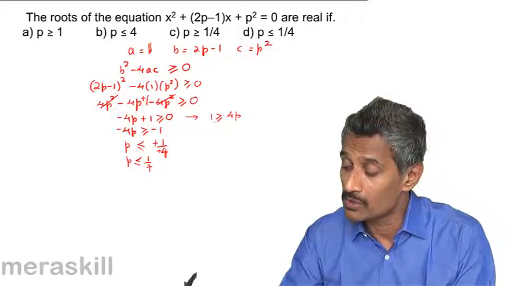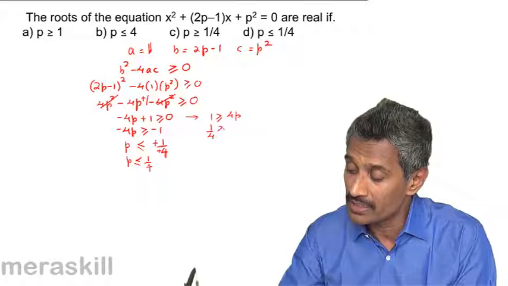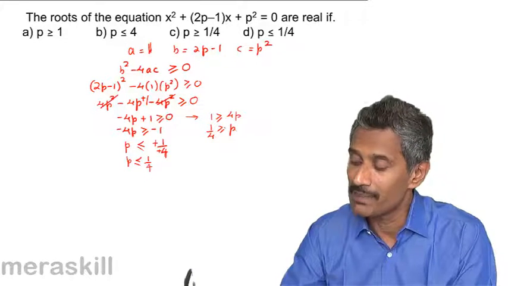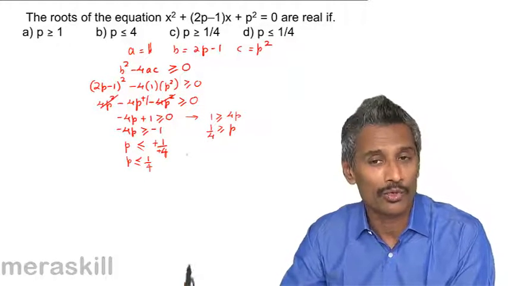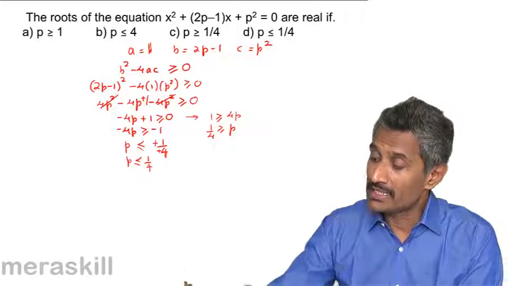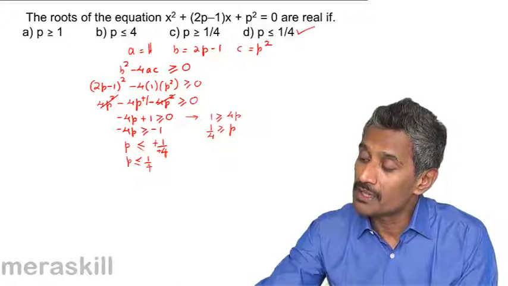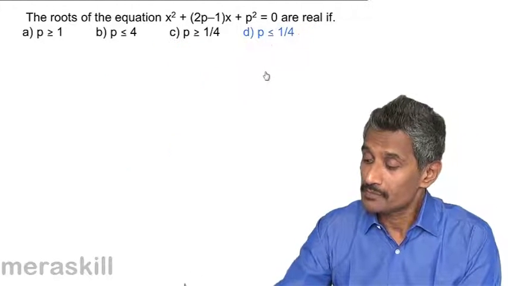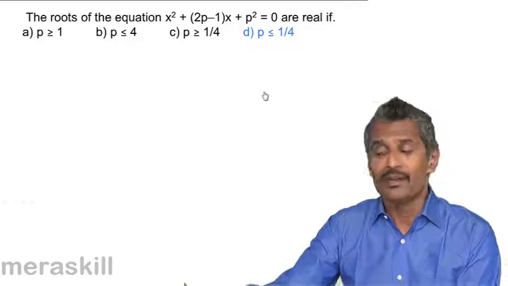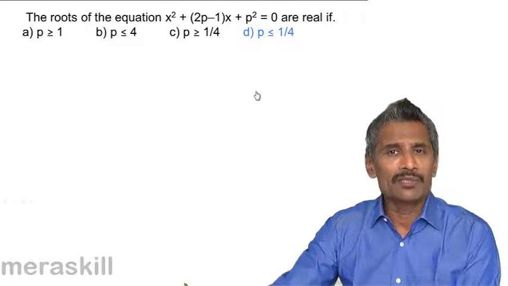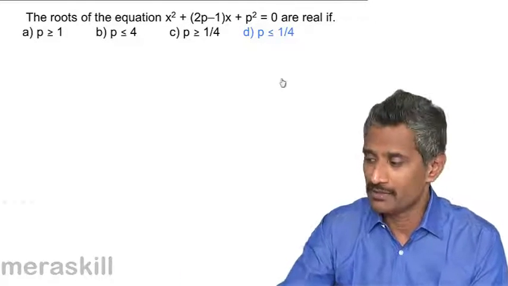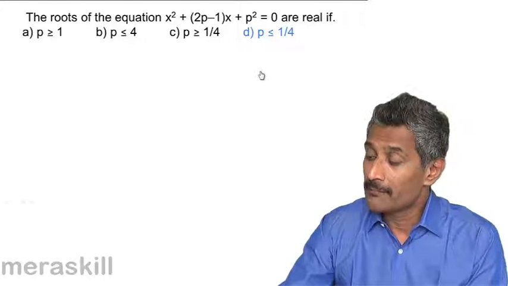Now you divide by a positive number, the inequation will not change. And even here you're getting 1 by 4 is greater than or equal to p, which is the same as p less than or equal to 1 by 4, either way. So among these, our option is going to be p less than or equal to 1 by 4. So yes, we do have it that way. So just a couple of examples will slowly clear the cobwebs to understand how we can calculate b square minus 4ac and apply it in the given situation, right?